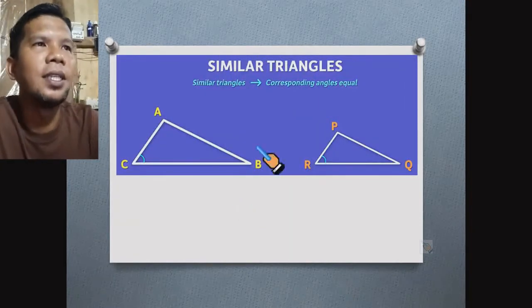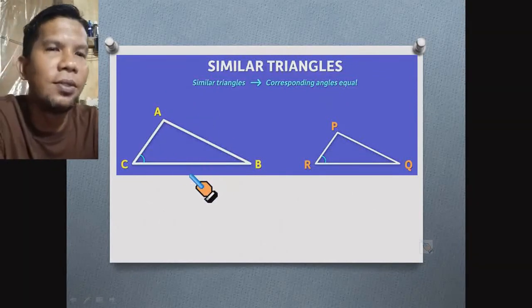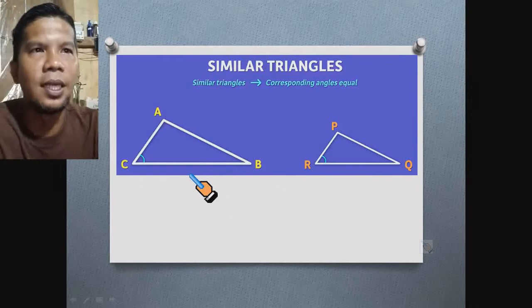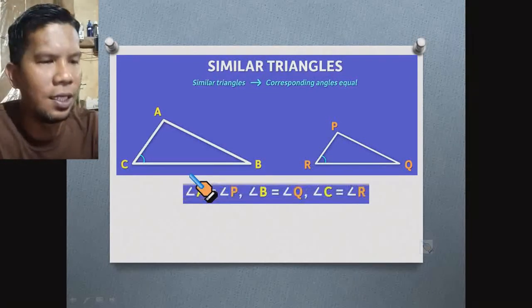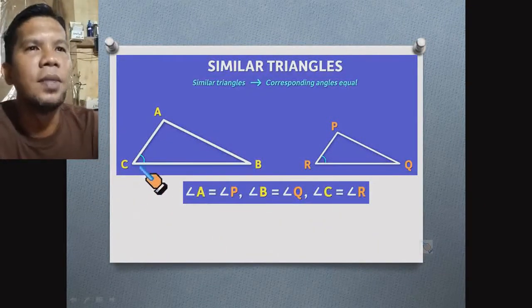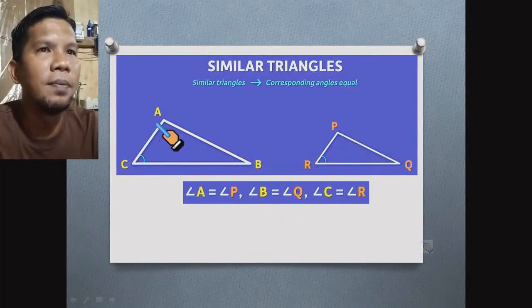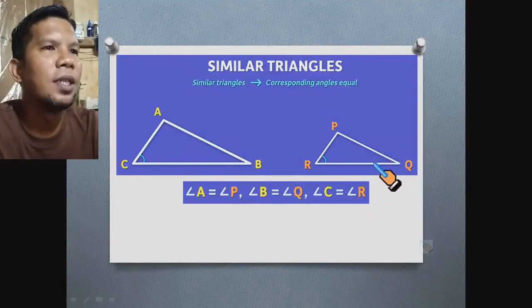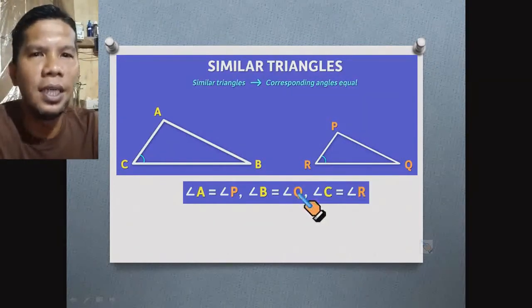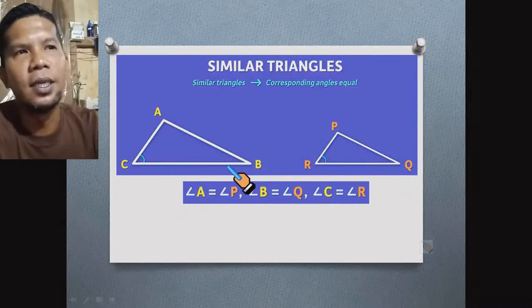Now, another test is the corresponding angles are equal. So, kung hindi ka satisfied, kung nagdududa ka pa rin na equal yung dalawang triangle, sukatin mo yung angles. No? Try to measure the angles. Now, let's have this one. Angle A is equal to angle P. Dapat equal yung angle A at angle P. Angle B is equal to angle Q. And angle C is equal to angle R. Now, in that case, mapaprove mo na yung dalawang triangle ay similar. Okay?